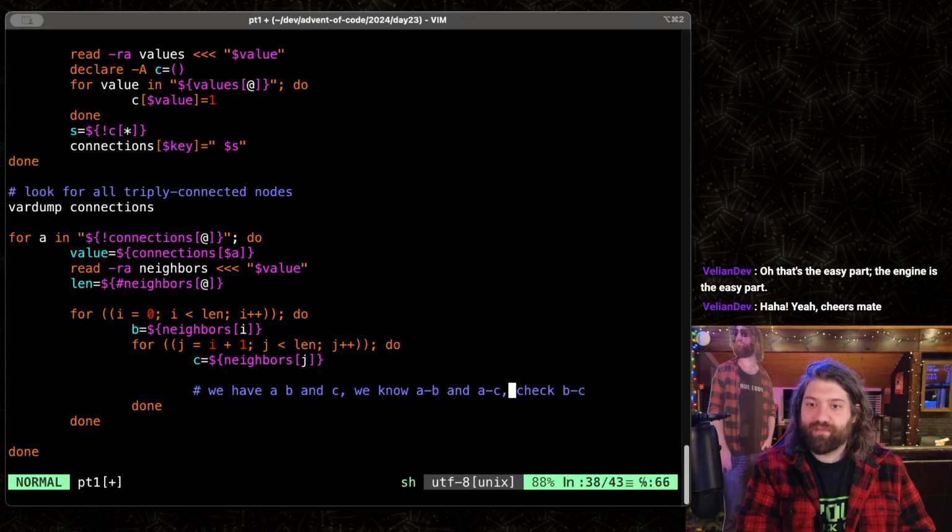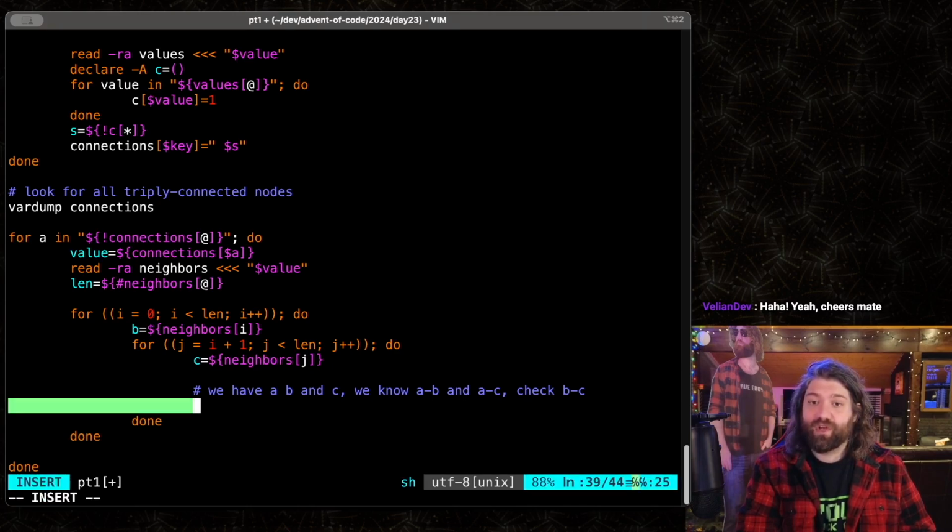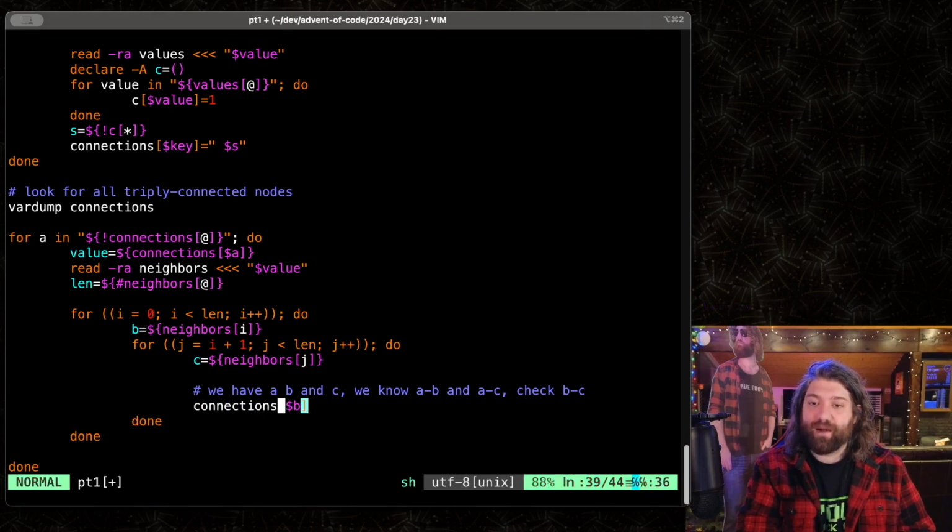So hopefully that makes sense. If we're here, we have 3 variables that are each different computer names. We know that A is connected to B. We know that A is connected to C. We have to check if B is connected to C. If B is connected to C, then we have a try configuration. So in order to do that, we can do it one of 2 ways. We have to look at the connections for B and see if C shows up in there.